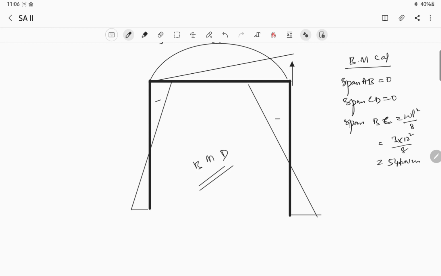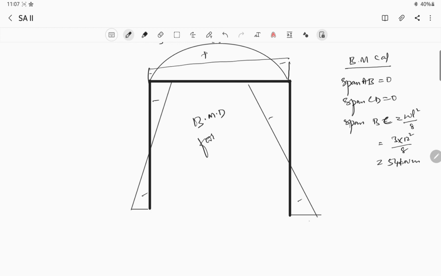Okay. One minute, sorry. So this is the bending moment diagram. You'll get minus, plus, minus, minus, minus, whatever the values you have to substitute here. This is the bending moment diagram for the rigid jointed frame. Okay, clear?